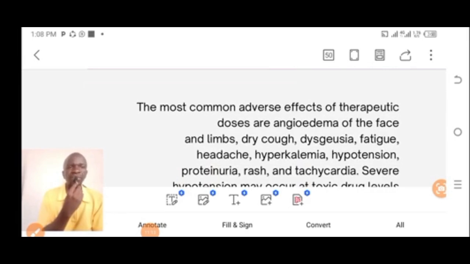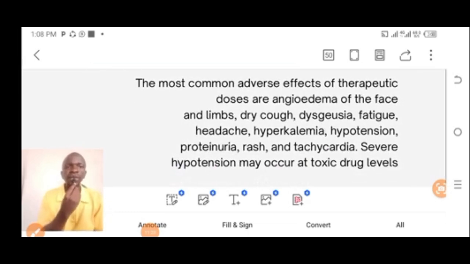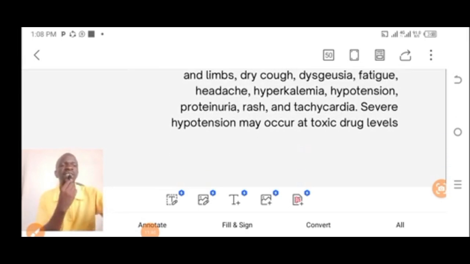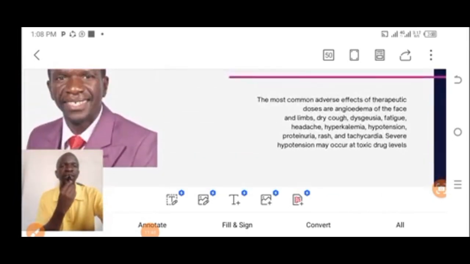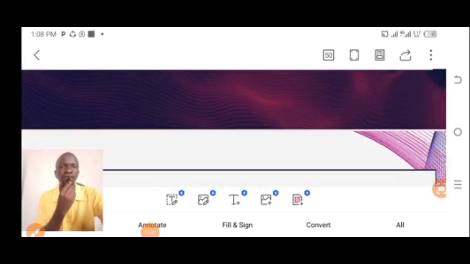Dry cough, dyschezia, fatigue, which is general body weakness or exhaustion. We have headache, right? We have hyperkalemia, we have hypotension, we have proteinuria, which is urine which contains some protein. We have rash, we have tachycardia, and we have severe hypotension, which may occur at toxic drug levels. So those are some of the side effects that we have.